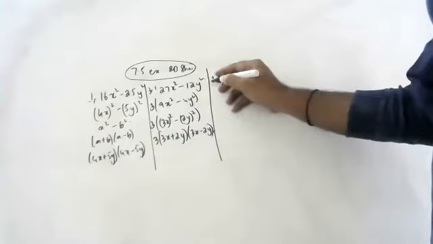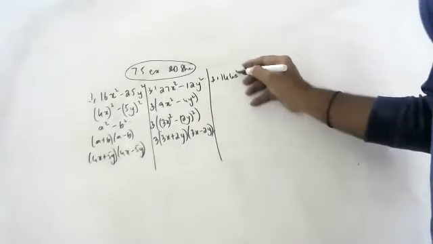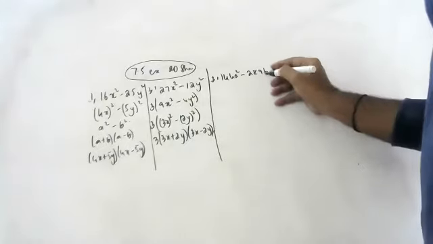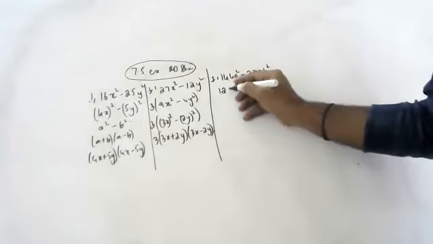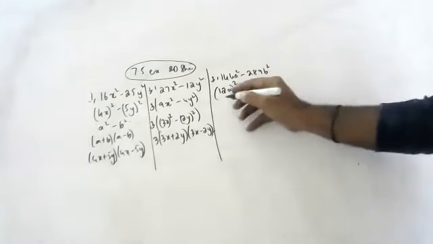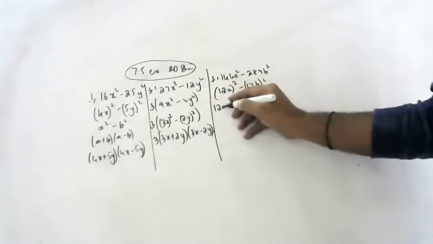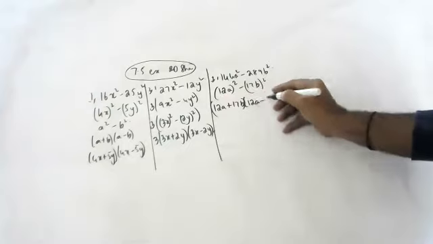That's it. Next question. So, Surya, you want to say 144a square minus 289b square. 12a plus 17b into 12a minus 17b.